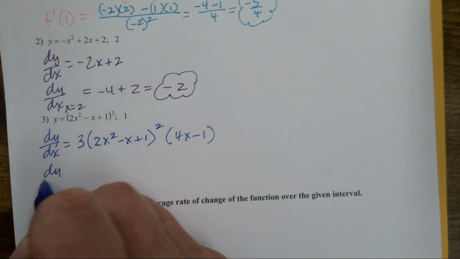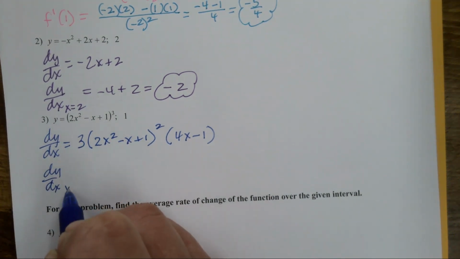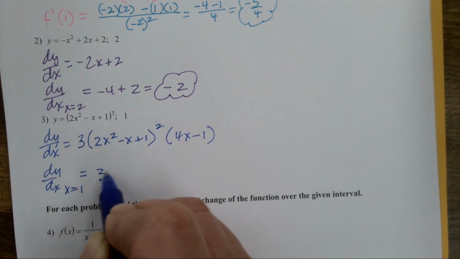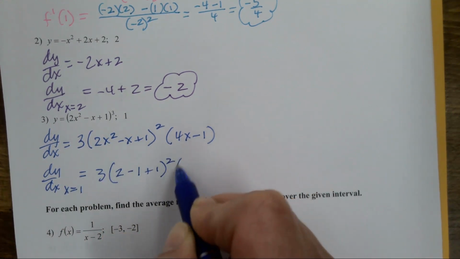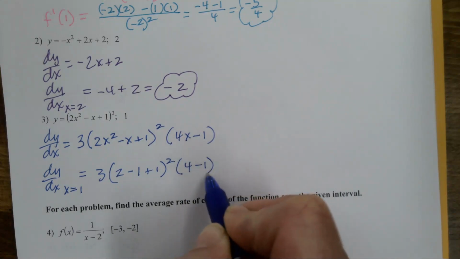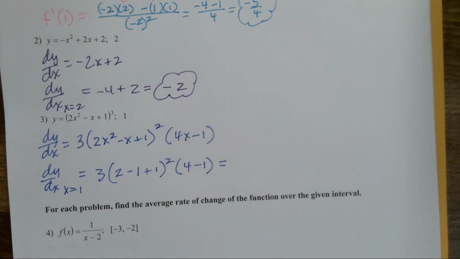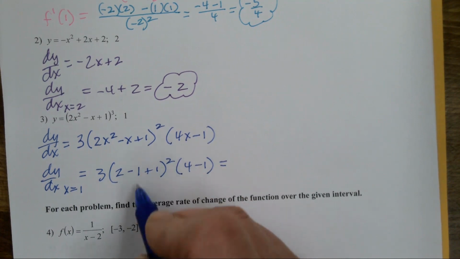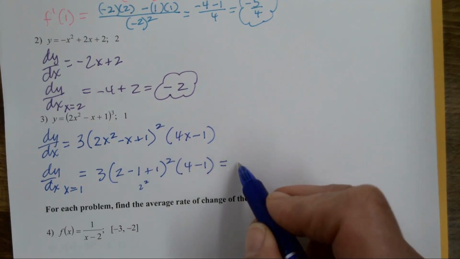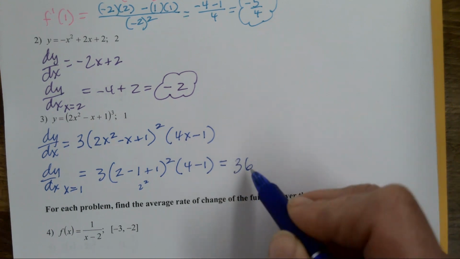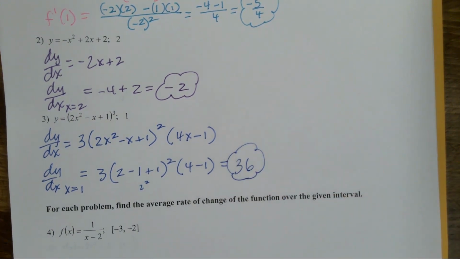dy dx at x equals 1 is 3 times 2 minus 1 plus 1 squared, 4 minus 1. I think it's 36. Looking for some agreement by somebody, if you will. And yeah, good. Okay, perfect.